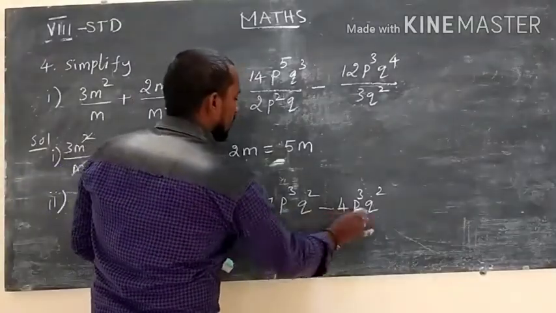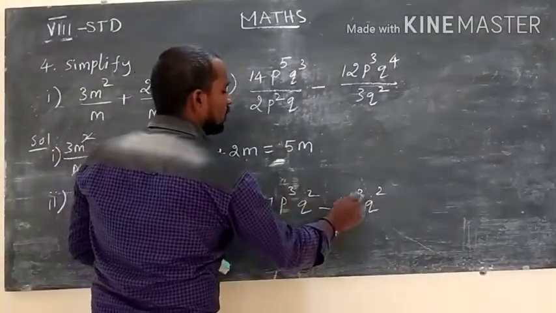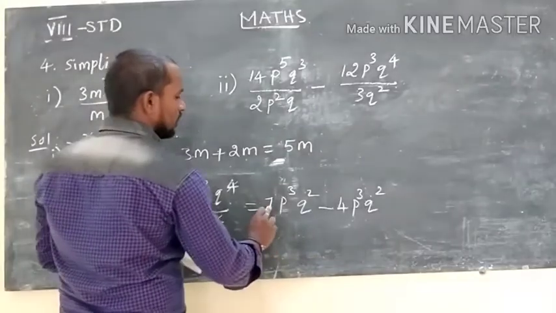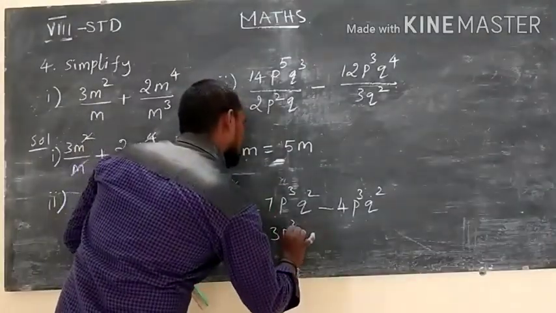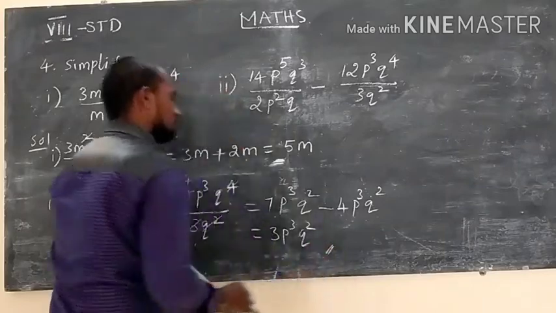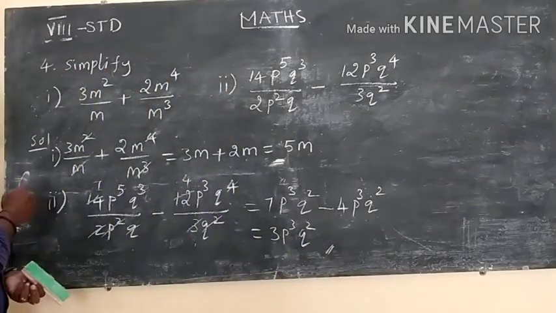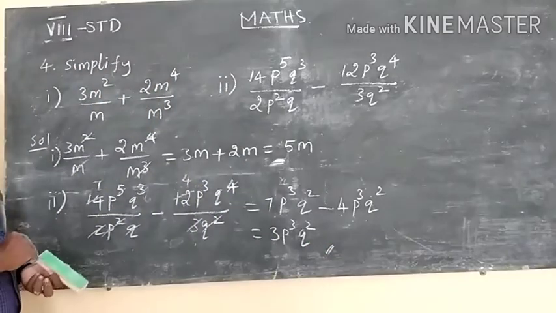The two terms are like terms: p cube q square and p cube q square. So 7 minus 4 is 3. Okay, 3p cube q square. That's the answer of the fourth question. Have you understood the answer?